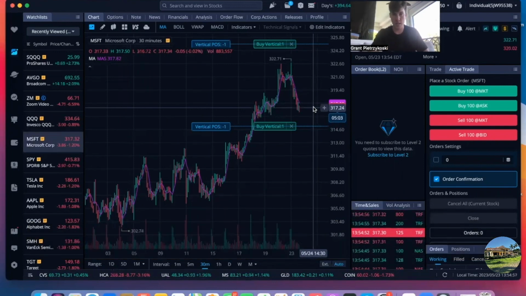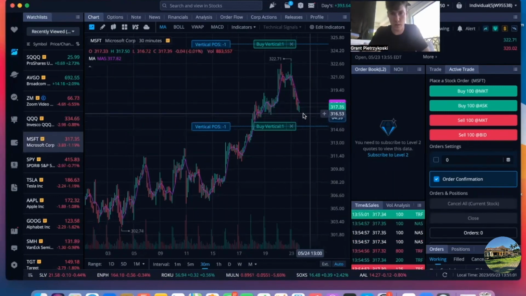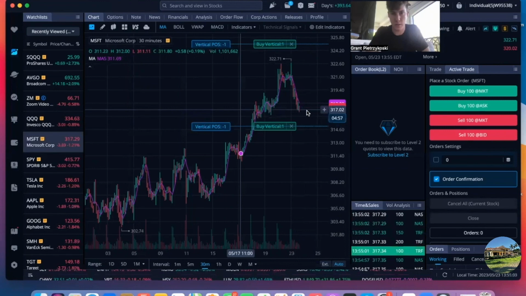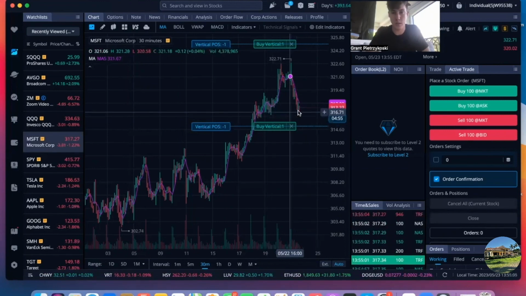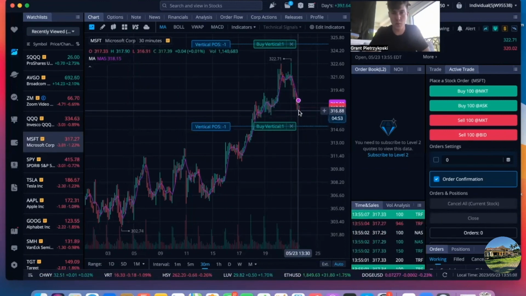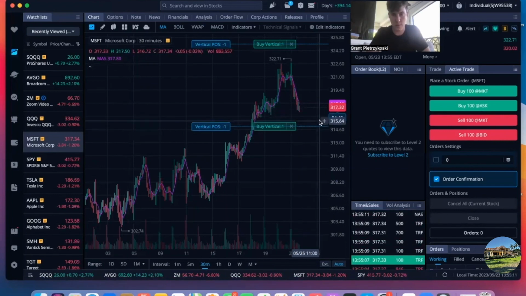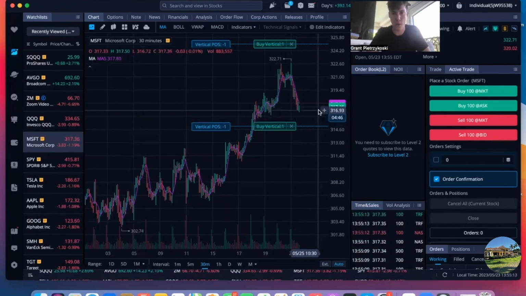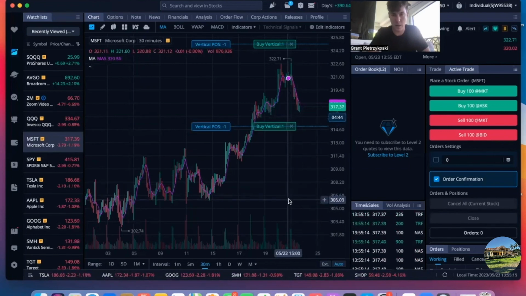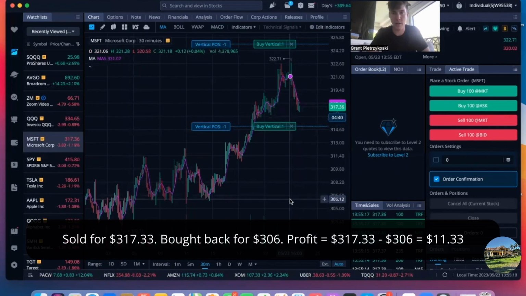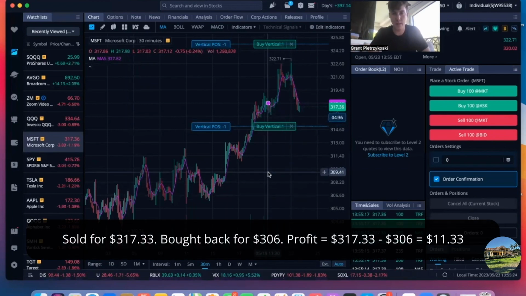How you make money shorting a stock is, let's say Microsoft is trading at 317.33 like it is right now, and you thought it was going to go lower. So what you would want to do is sell shares of Microsoft at 317.35 on margin, and you're going to look to buy them back at a lower price, maybe around 308 or 306, depending on how far you think it's going to go. And that's how you make money there.